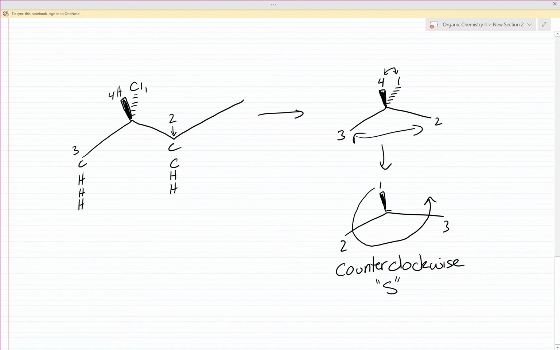You have now seen how to identify chiral centers and how to determine their configuration being R or S. Hopefully this helps you through your week, and I wish you all the best in the material this week.